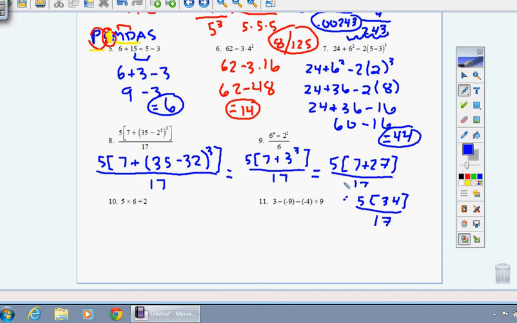Okay, so now we have some basic math to worry about. Well, what's 5 times 34? Well, we can write that out. Think back to what you learned back in middle school and elementary school. 5 times 4 is 20. Write the 0, carry the 2. 5 times 3 is 15, plus 2 is 17. So really I have 170 divided by 17. So that's going to give us an answer of 10.